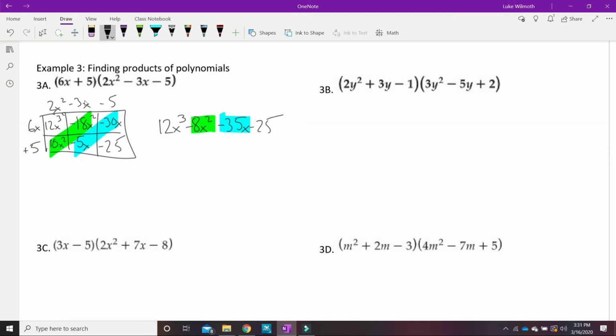If you wanted to, you could do our distributive property way of doing it, where you do 6 times 2, 6 times negative 3, 6 times negative 5, and then 5 times 2, 5 times negative 3, 5 times negative 5. I think this is more confusing. This, with the box, just organizes that so we don't accidentally forget anything. Just makes it a little bit easier to avoid making a mistake. Especially on a problem like this one, where we're going to have a 3 by 3 box. Oh, this was the answer, by the way.